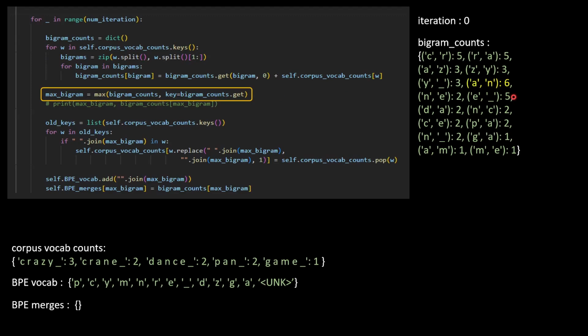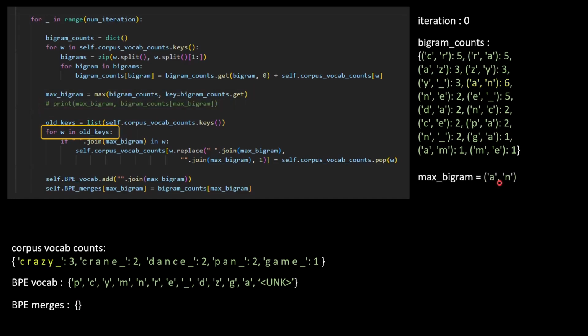What is the next part? The next part is combining AN together, right? Because AN has appeared most frequently, it makes sense to make a token out of it. So we combine AN together and update it in corpus vocab, include it in BPE vocab, and include it in BPE merges as well. So we are going to do exactly that.